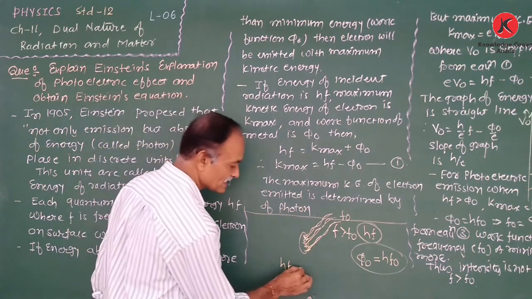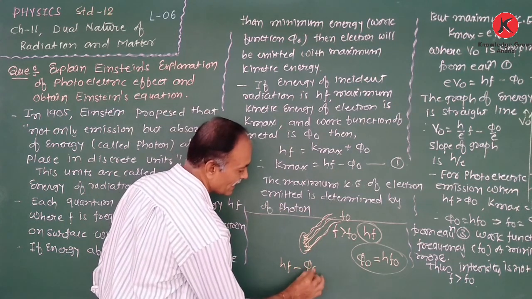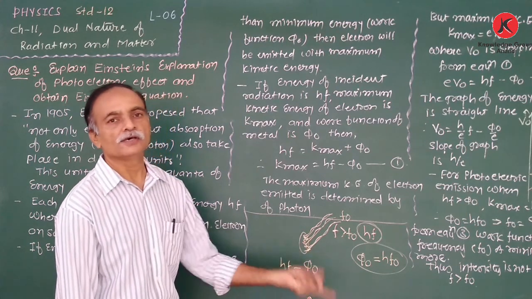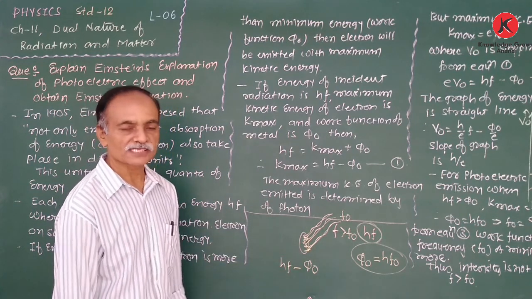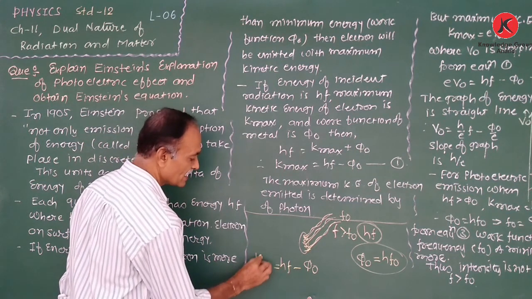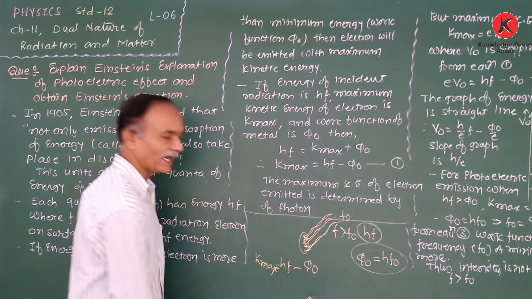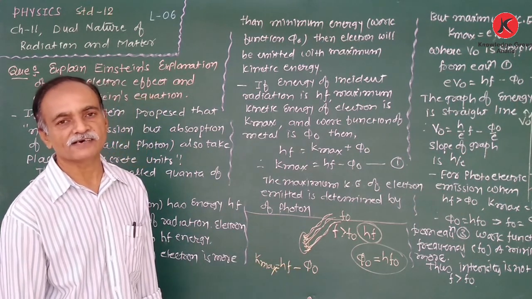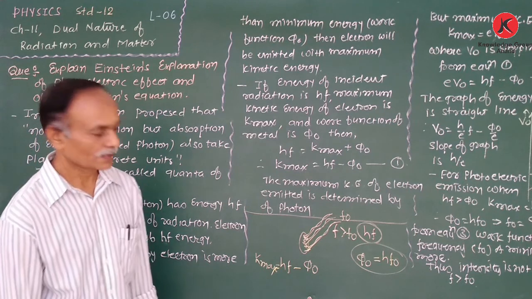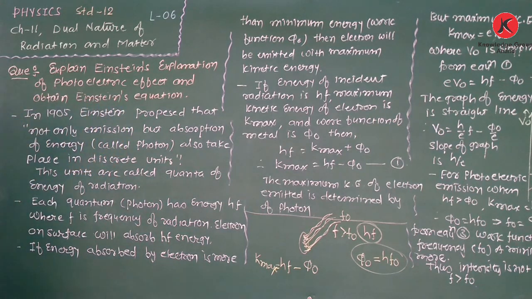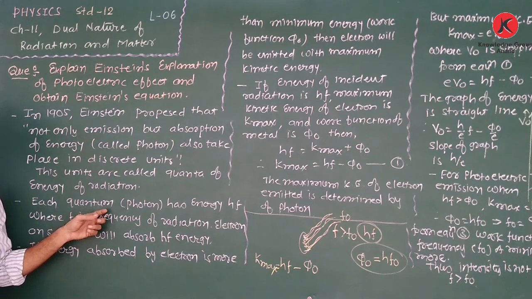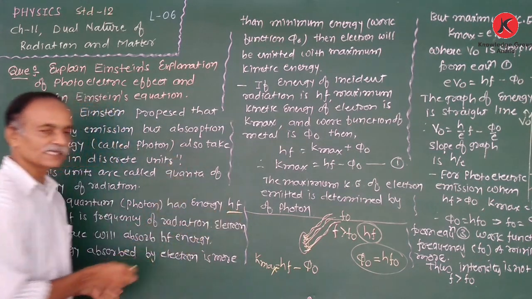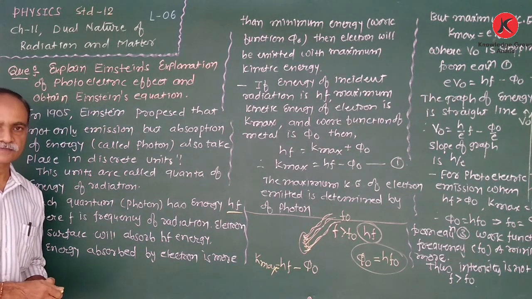Out of this hf energy, phi 0, that is hf0, is used to make the electron escape from the surface, and the remaining energy is given to the electron in the form of kinetic energy. Therefore, kinetic energy is equal to hf minus phi 0. Clear? Okay. Now listen. Each quantum, that means the photon, has energy equal to hf, where f is the frequency and h is Planck's constant.